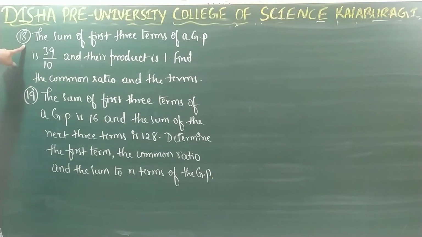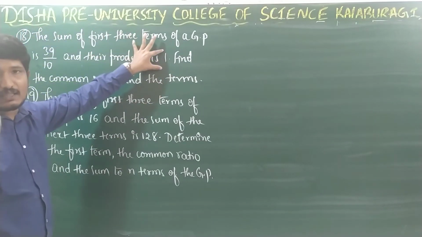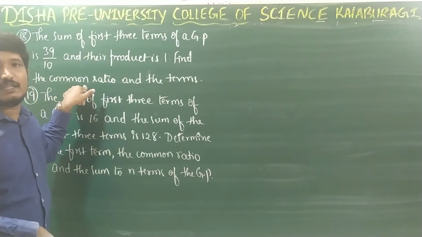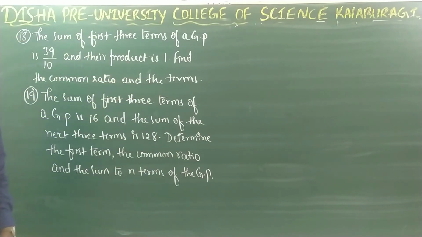So the 18th question is similar to the 17th question. The only difference is the sum is different. There we had 13 by 12, here we have 39 by 10. And the product we had there is minus 1, here we have 1. Same, we have to calculate the common ratio as well as the terms.